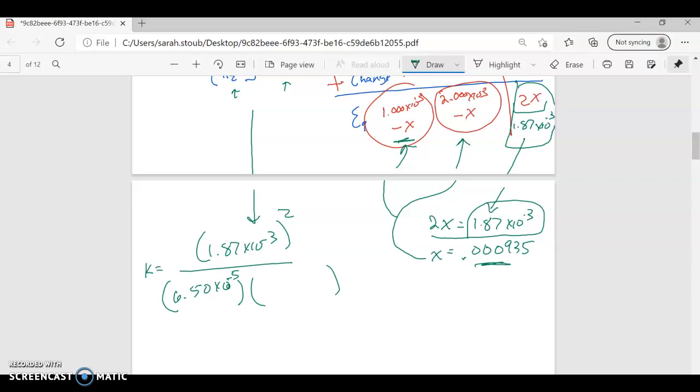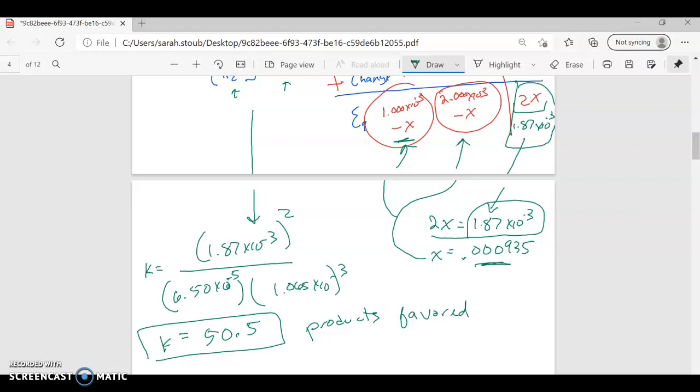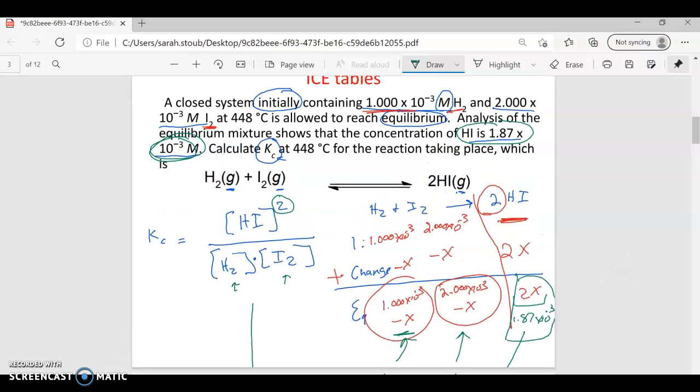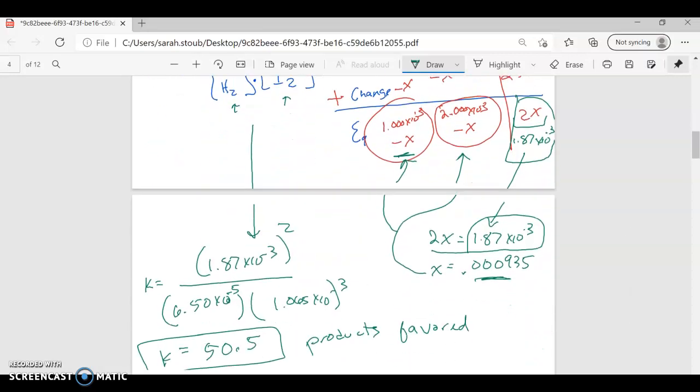And 1.065 times 10 to the negative 3. If I start plugging in those numbers in my calculator, I can finally get that Kc is going to be equal to 50.5. That's a pretty big K. That tells me it's products favored. Remember, there are no units on your K. So again, I plugged and chugged the numbers once I was able to find them using my ICE table. I knew I needed an ICE table because it said the word initially and equilibrium. That gave me a clue into that.